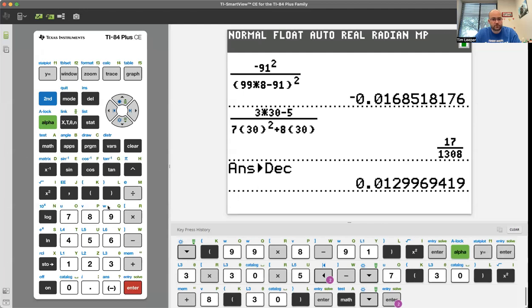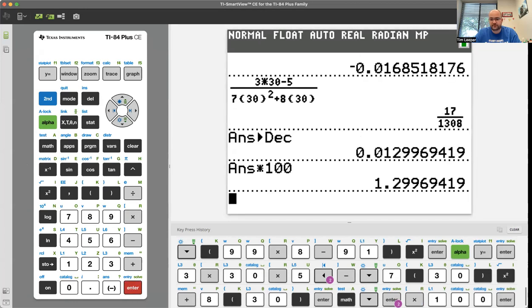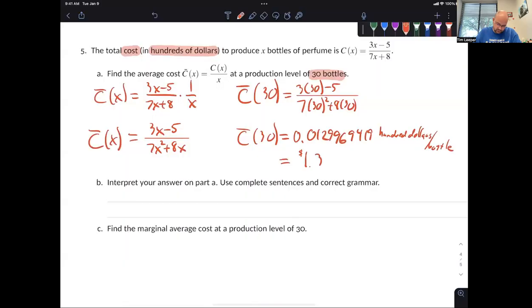So here we go. Multiply by 100. And that, of course, gives me 1.299699419, which means that C bar of 30, or the average cost per bottle, is 1.30 to the nearest penny. So it's $1.30 per bottle. Let's add on the units of per bottle.